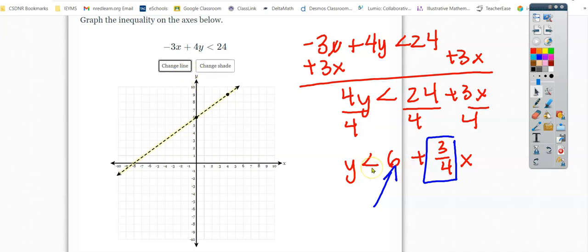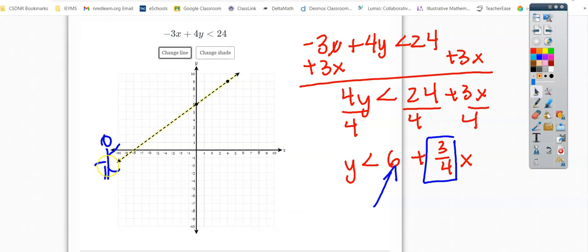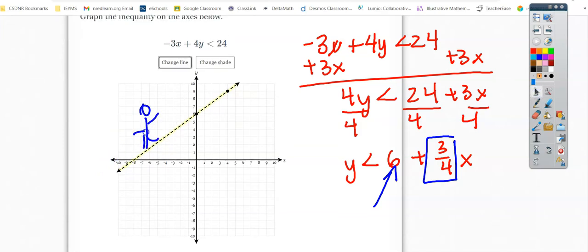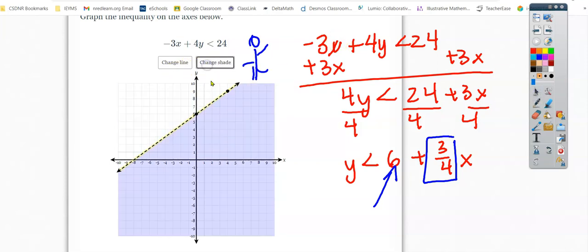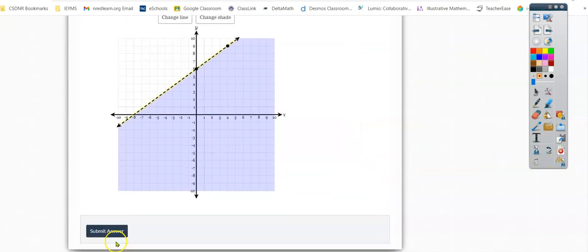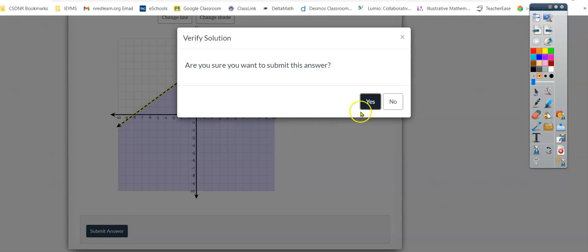Now, I am less than, and we read our graph from left to right. So if I was walking on this graph, then I would be walking this way. So less than would be below my feet. So I'm going to shade lower than by clicking this button here. We click submit, and we're all set.